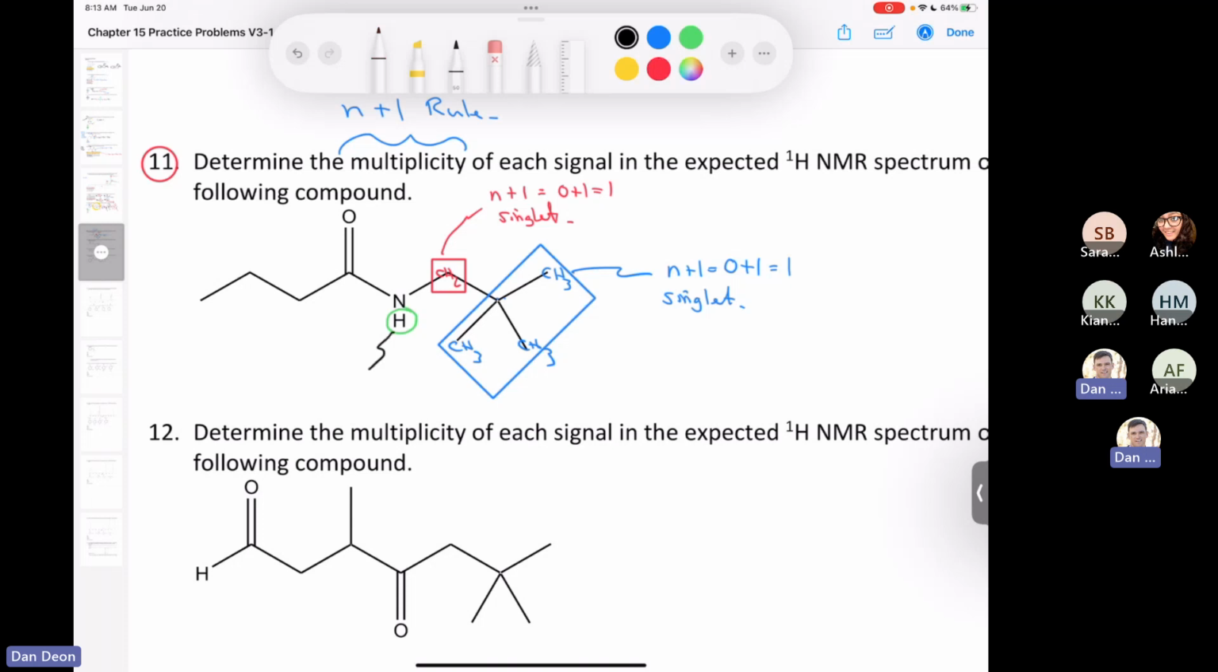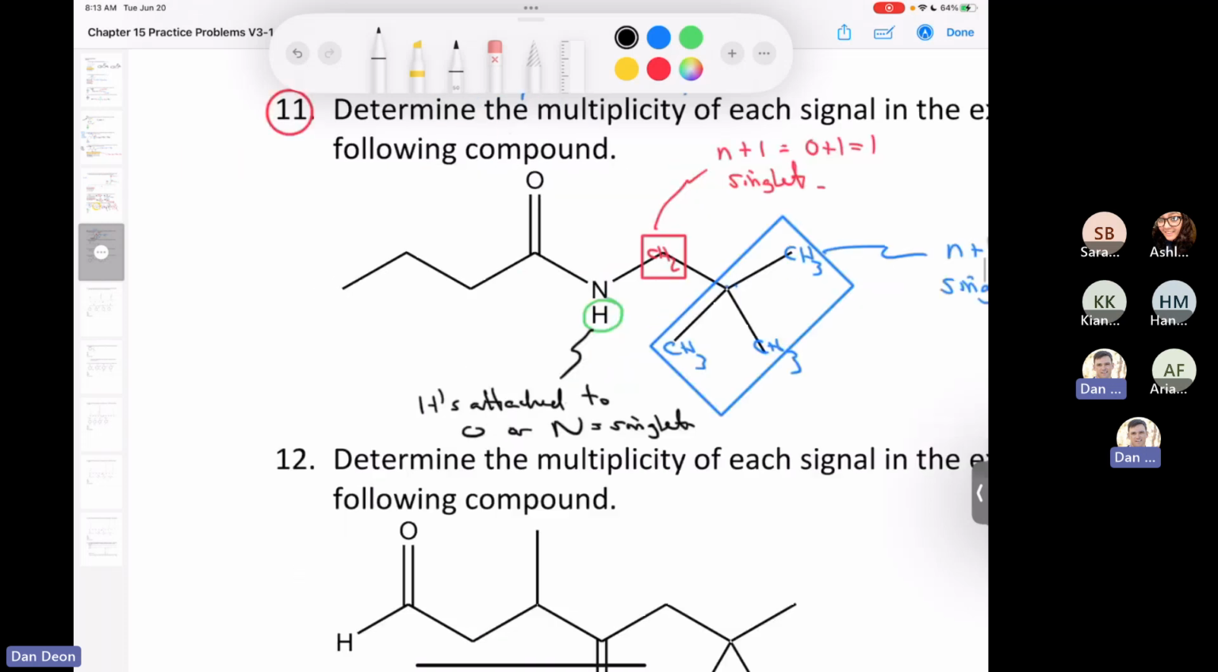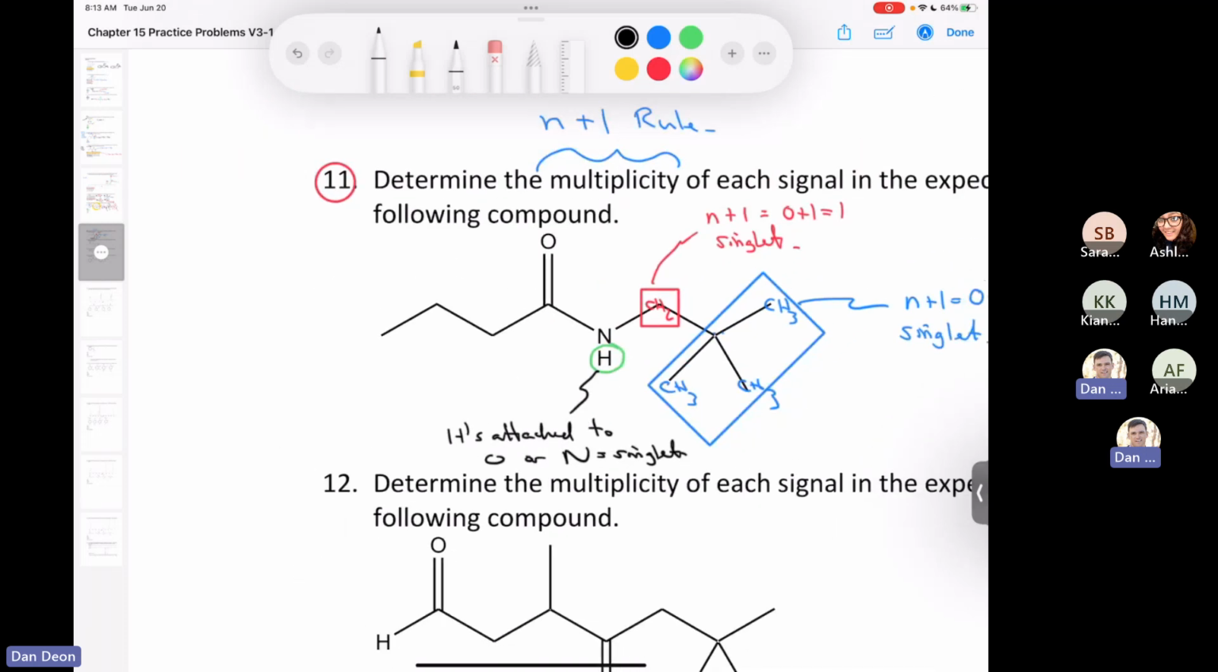The same thing with the hydrogen in the green circle. Any hydrogens attached to oxygen or nitrogen, so we'll put here H's attached to oxygen or nitrogen, are going to give us a singlet. Okay, they always give us a singlet. And again, we went over that in the lecture slides as to why that is.